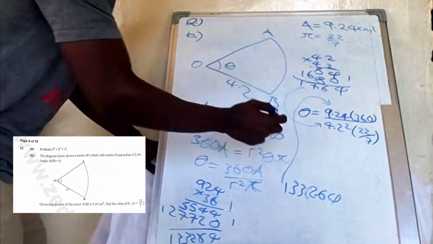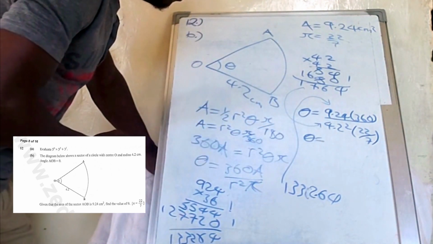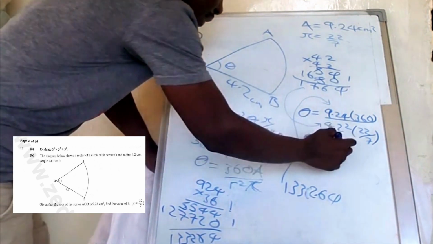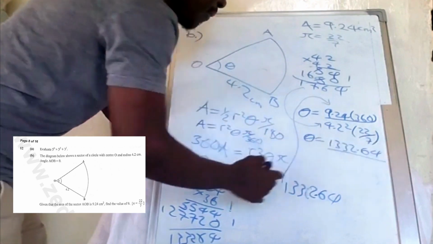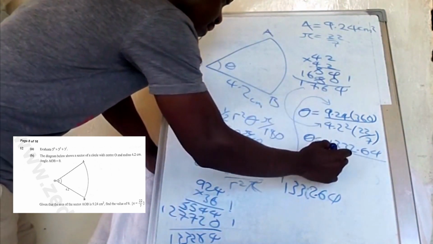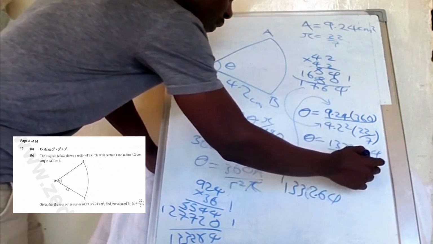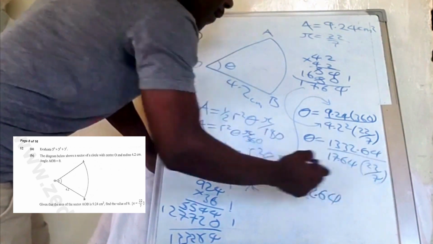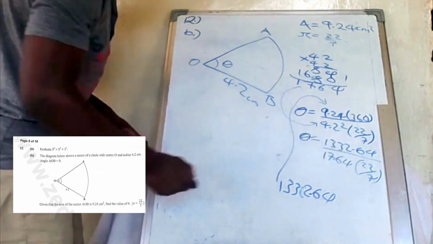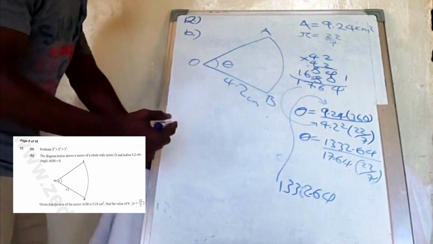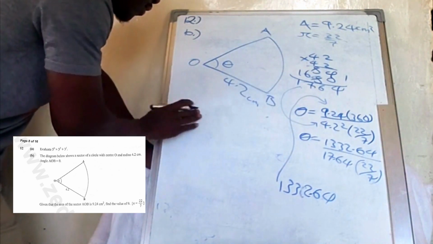Okay, so let us rewrite this as theta equals 1332.64 divided by 4.2 squared, 17.64 multiplied by 22 over 7. Okay, we can multiply that by that. Okay, let's do it separately.